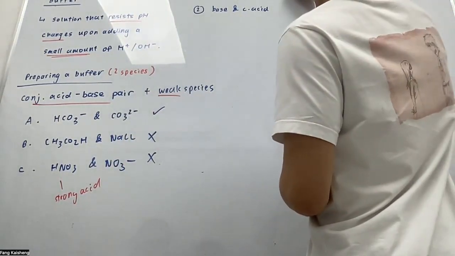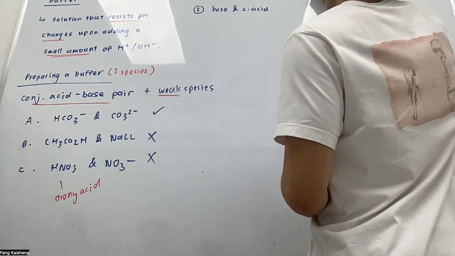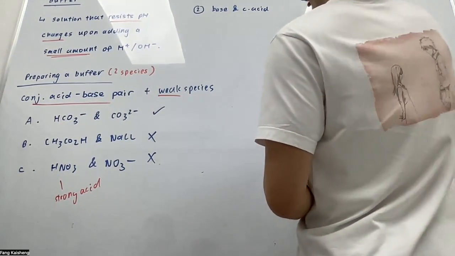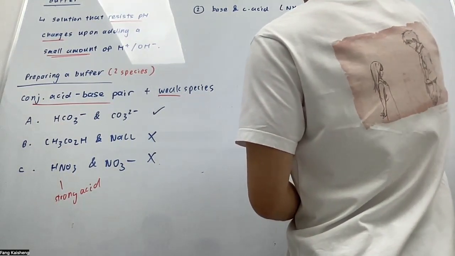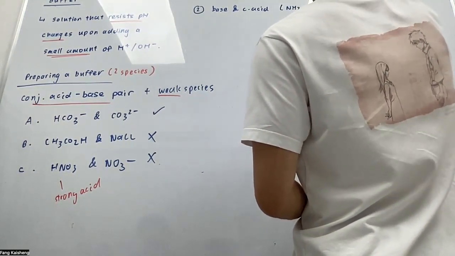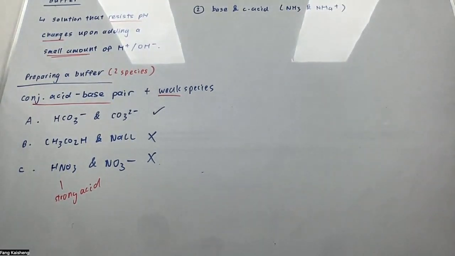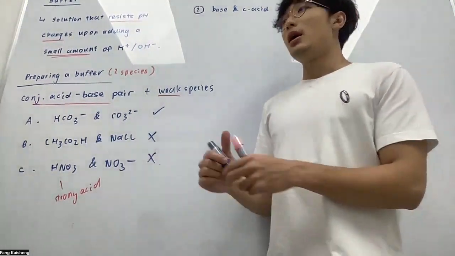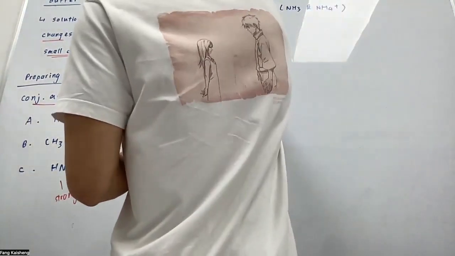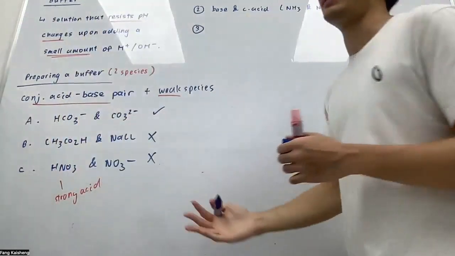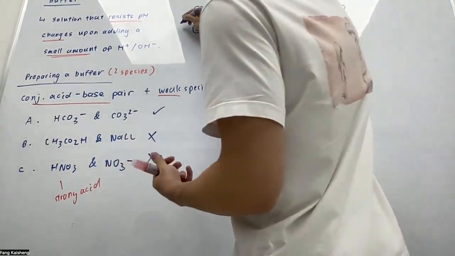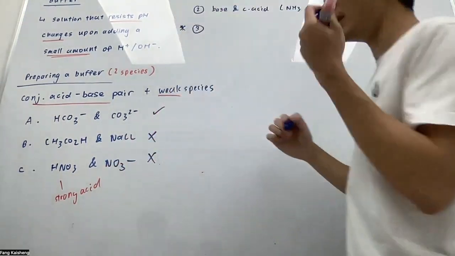The acid we are familiar with is CH3CO2H, and its conjugate base is formed by removing H plus only. Also we have NH3 and NH4+. All I'm trying to say is you just need to mix them together directly. This is the easiest way to prepare a buffer. Just mix two species together. However, a lot of the time, you don't really have access to two species at once. So that's why the third method is probably the most realistic.